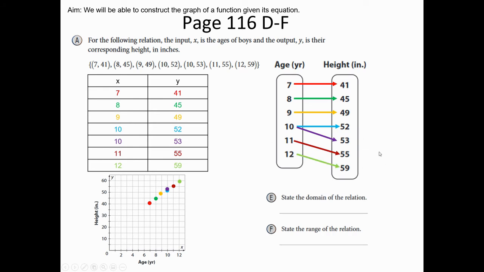And then if I wanted to list out the domain, I would just list out these numbers here. And I would absolutely not do any repeats. And then for the range, I will list out all these right here.